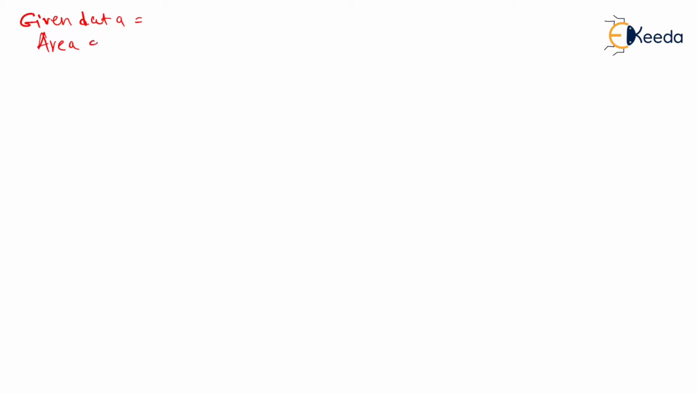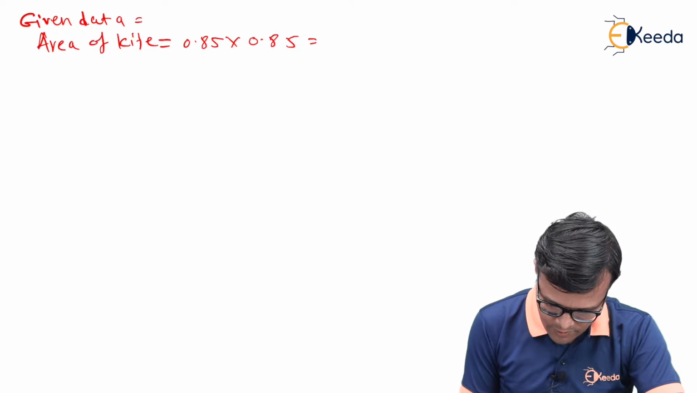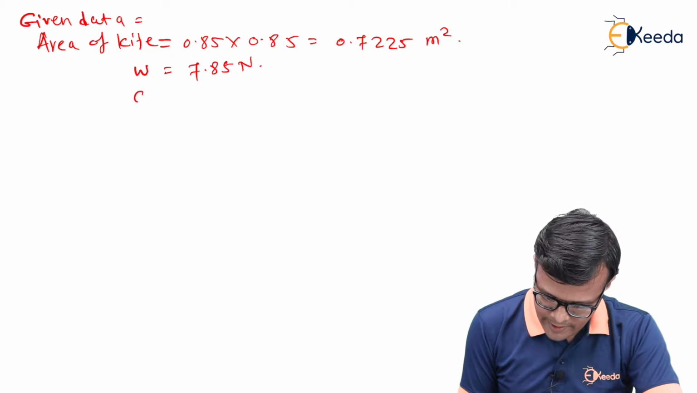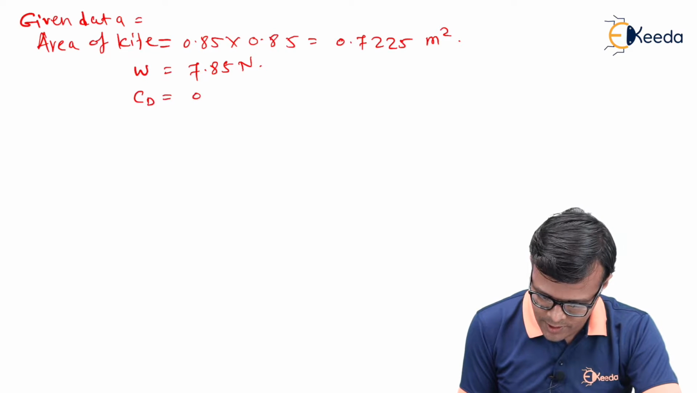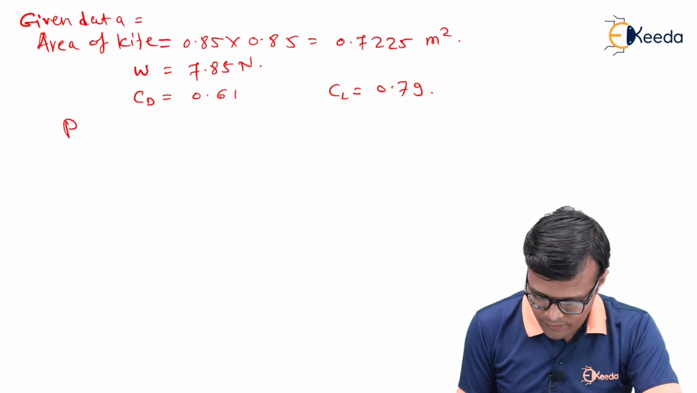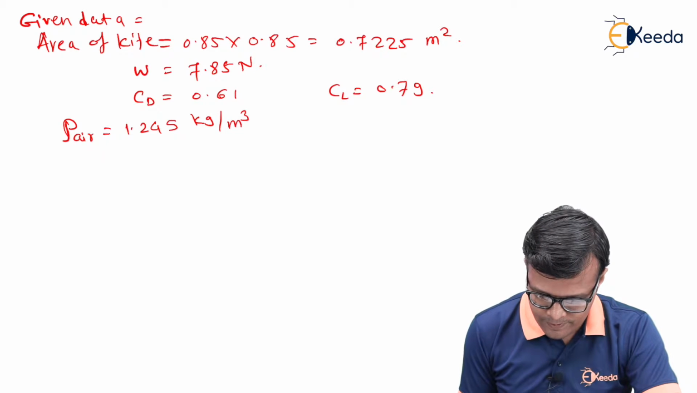area of kite is 0.85 into 0.85, that is equal to 0.7225. Weight is 7.85 Newton. CD, drag coefficient, 0.61, CL, lift coefficient, 0.79. Density of air, that is equal to 1.245 kg per meter cube.